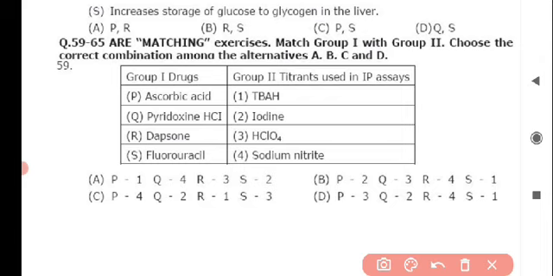So in the first question, column 1 contains the name of drugs and column 2 contains titrants used in IPSA. For the first option, that is ascorbic acid, the correct answer is option number 2, that is iodine. For pyridoxine hydrochloride, the correct answer is HClO4. For Dapsone, the correct answer is sodium nitrite. And for fluorouracil, the correct answer is TBAH. So option B is correct.